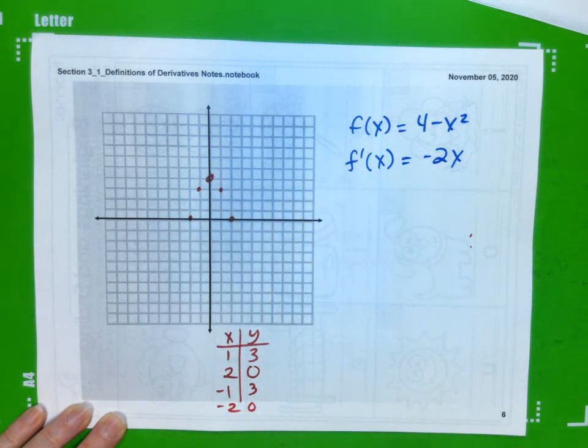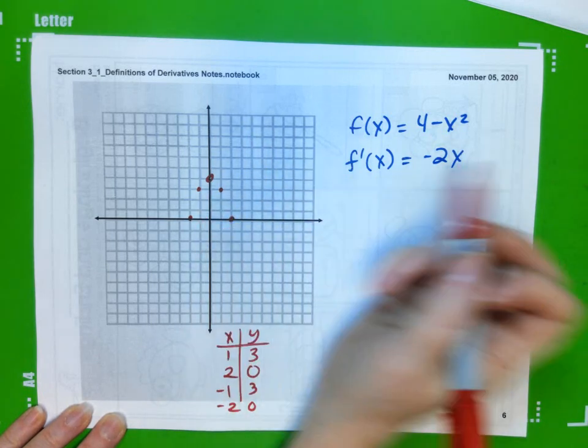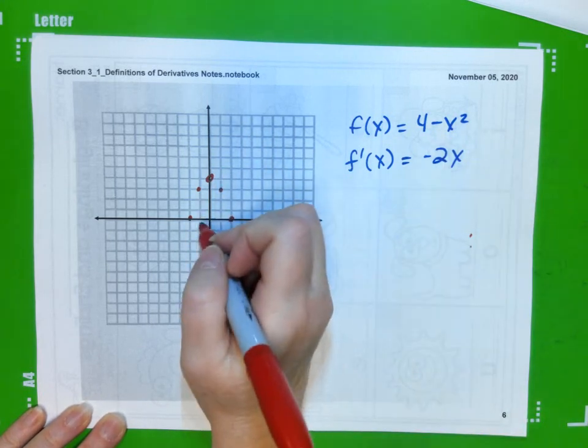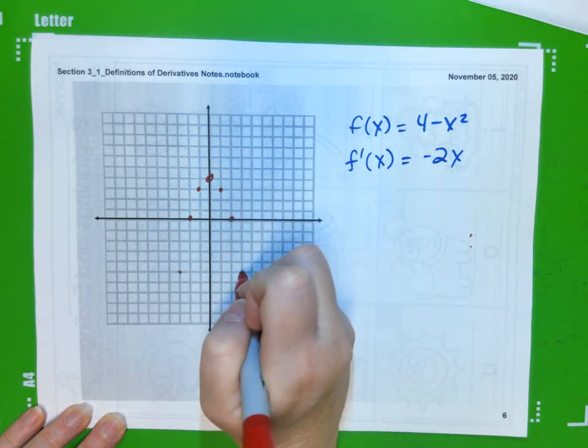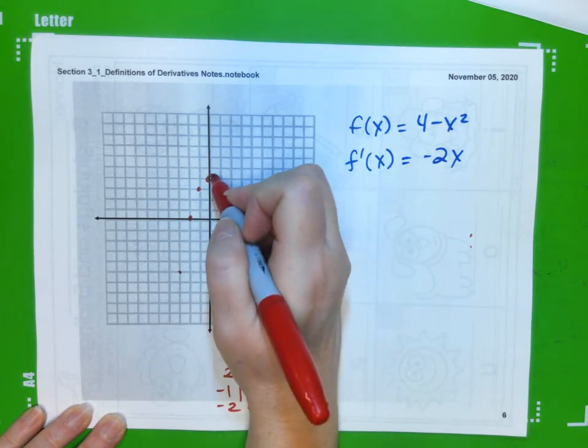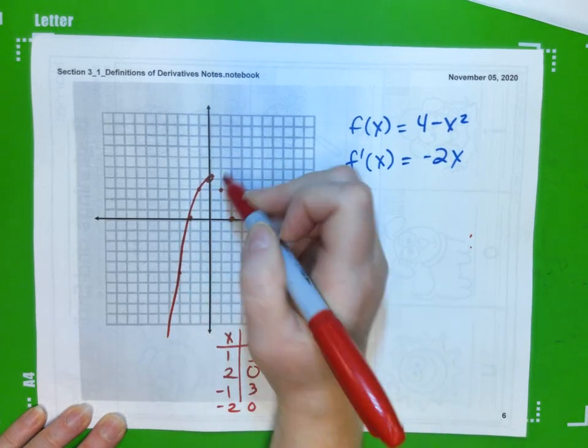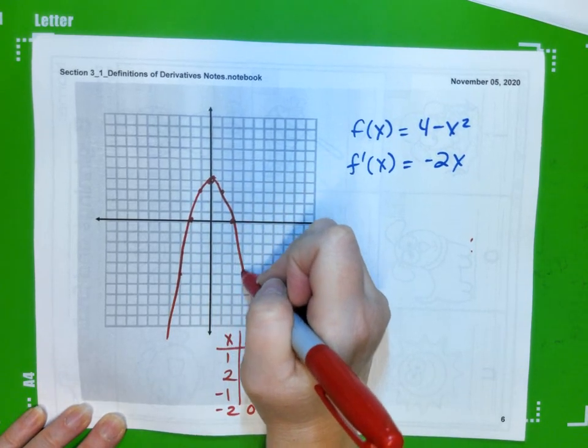If I go any further, oh my goodness. 4 minus 9 would be negative 5. 1, 2, 3, 4, 5. 1, 2, 3. So I'd be here and there. It's going to look like this. Here's my graph.